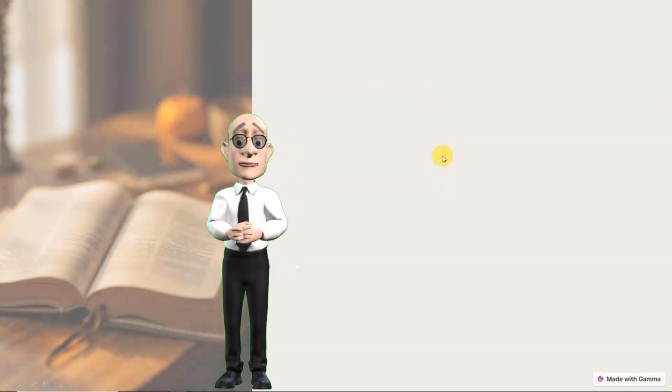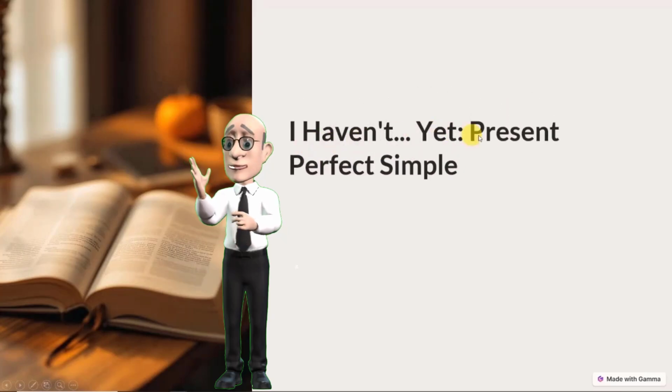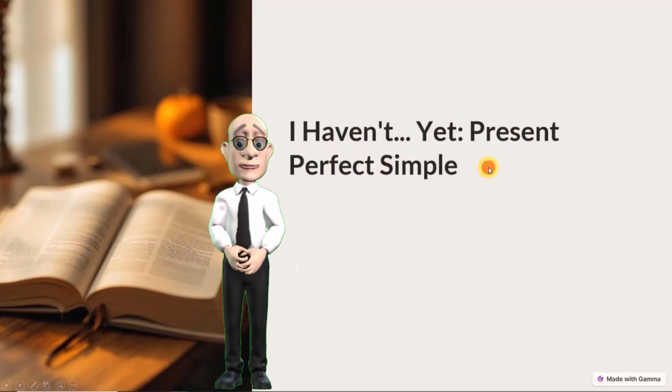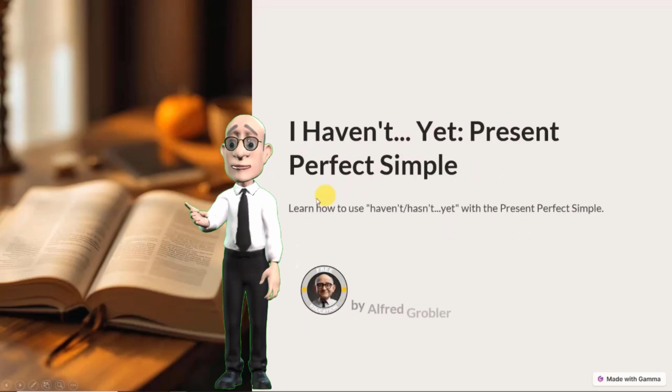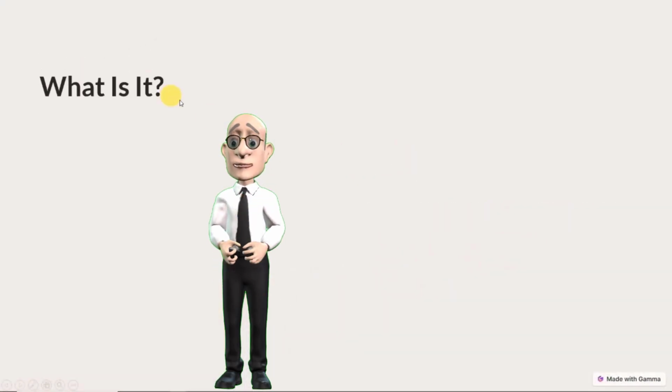Okay, let's have a look at today's lesson. I haven't yet. Present perfect simple. The objective is going to be to learn how to use haven't or hasn't yet with the present perfect simple. And once again, the lesson is made by Alfred Krobler. Okay, let's see. What is it?